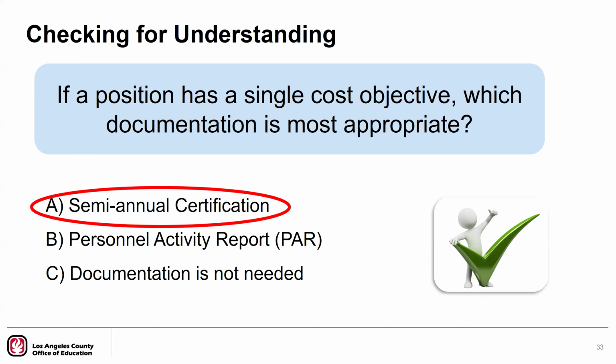Yes, that's right. All of you have indicated A: for a single cost objective position, semi-annual certification would be most appropriate. And keep in mind that time and effort documentation is required for any employees funded by federal grants, and it must show that their time is allocable to the program. This documentation must be based on records that accurately reflect the work performed, which is the cost objective.